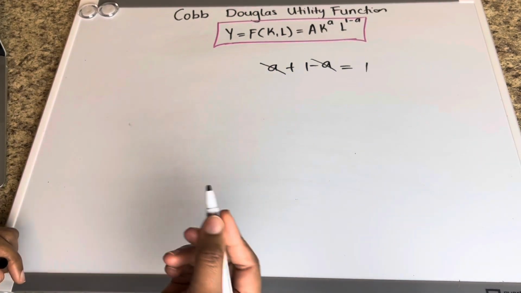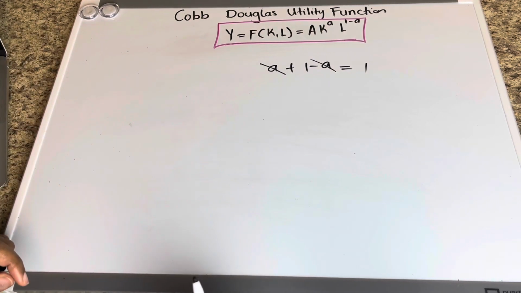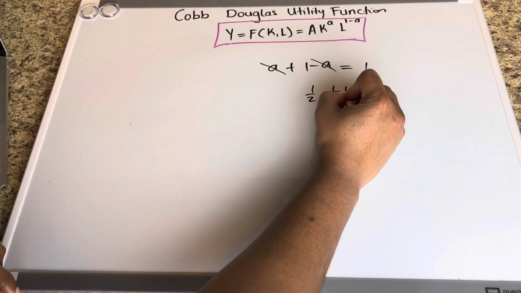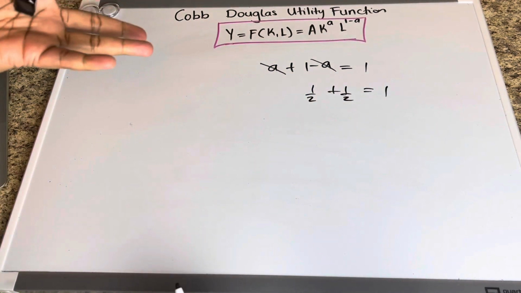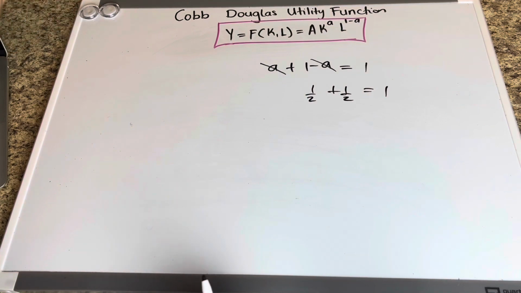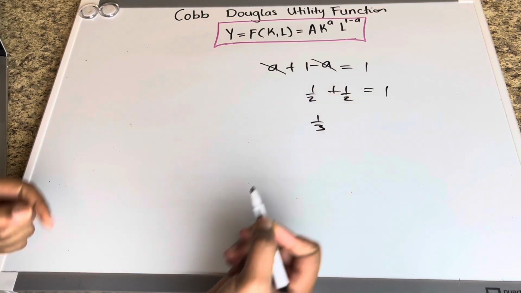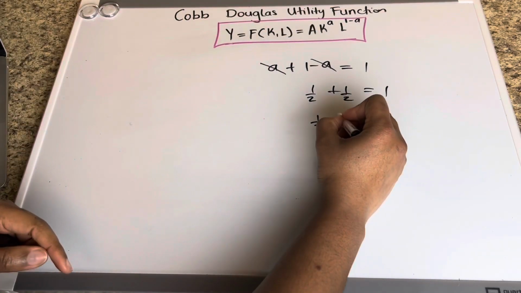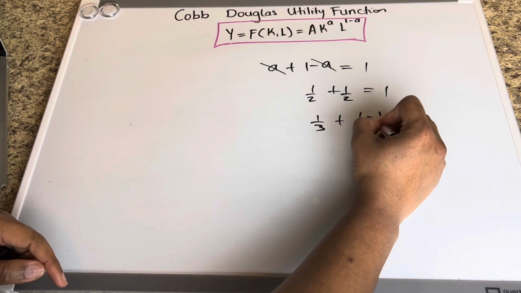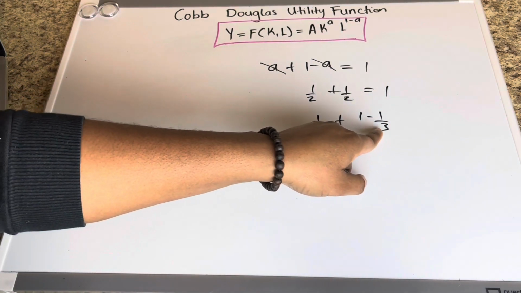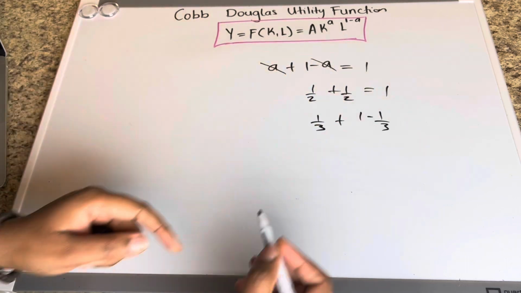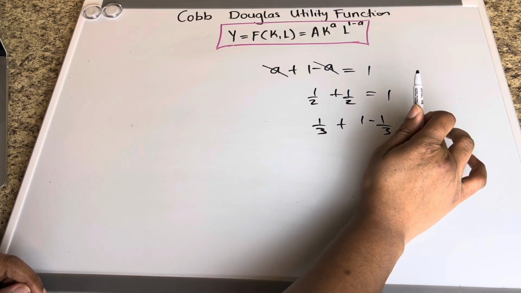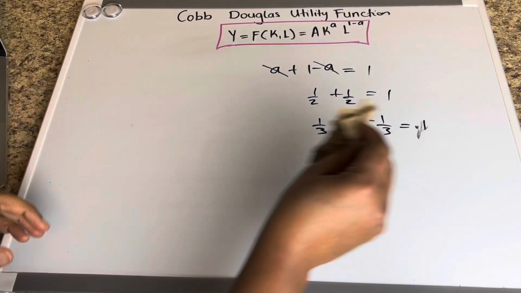For example, let's say that alpha for capital is equal to a half. So we have a half plus a half, which should equal 1. If alpha is equal to 1 over 3, then the other portion, 1 minus 1 over 3, will need to be 2 over 3 in order for the sum to be equal to 1. I'm sorry, so this should be equal to 1. Okay, let me go ahead and erase this real quick.